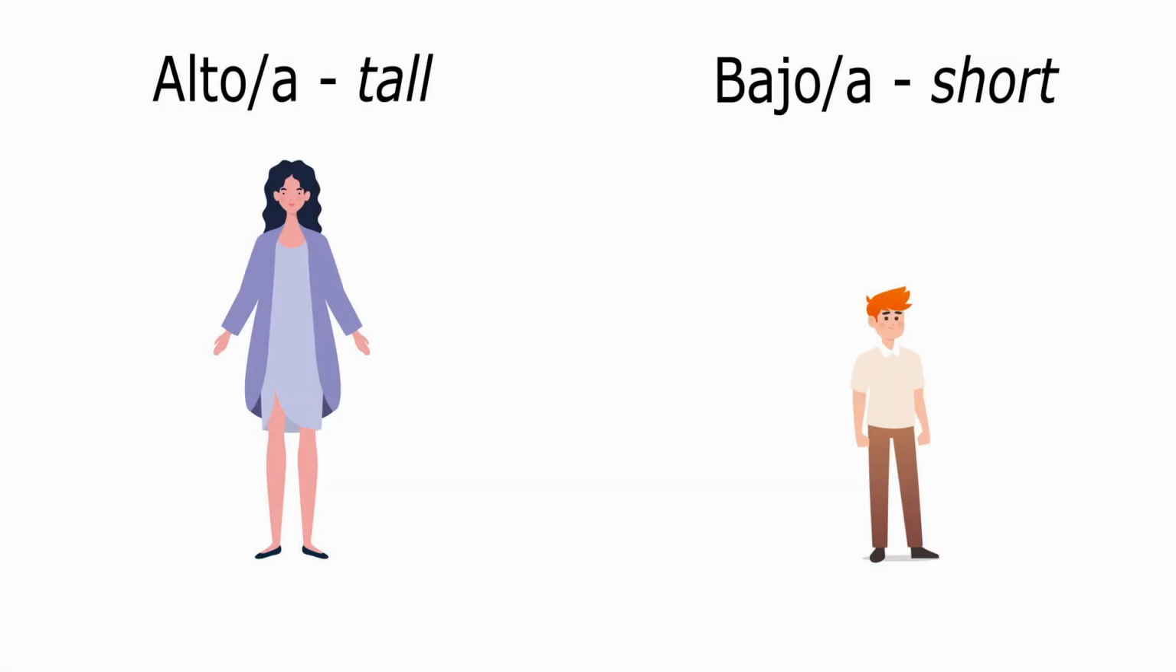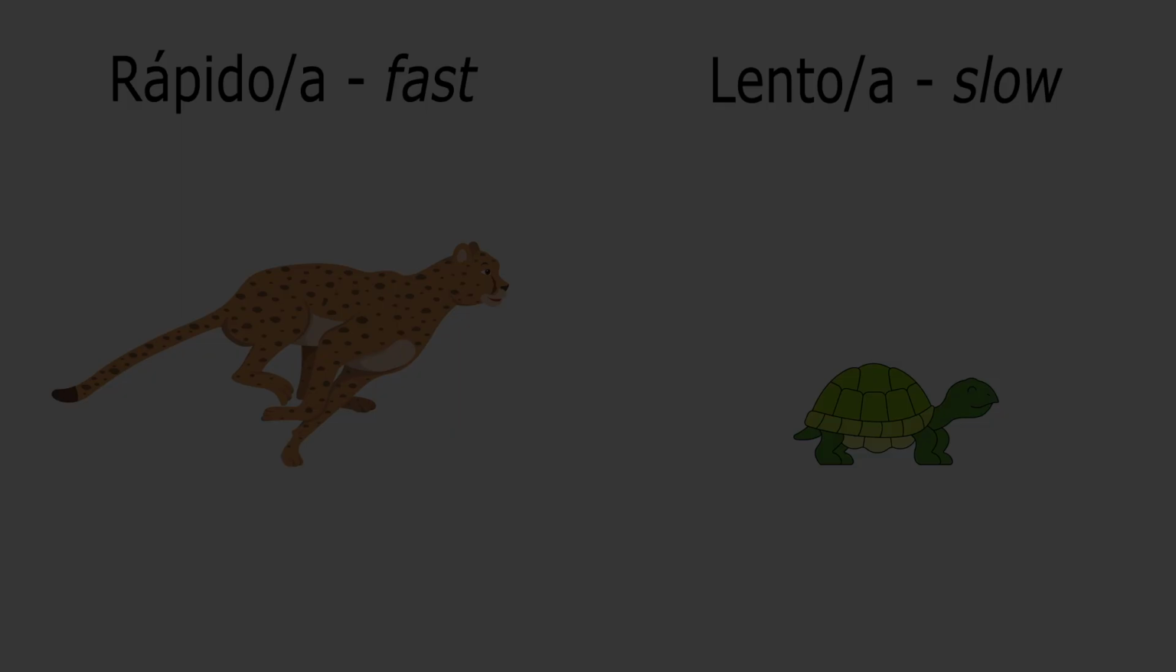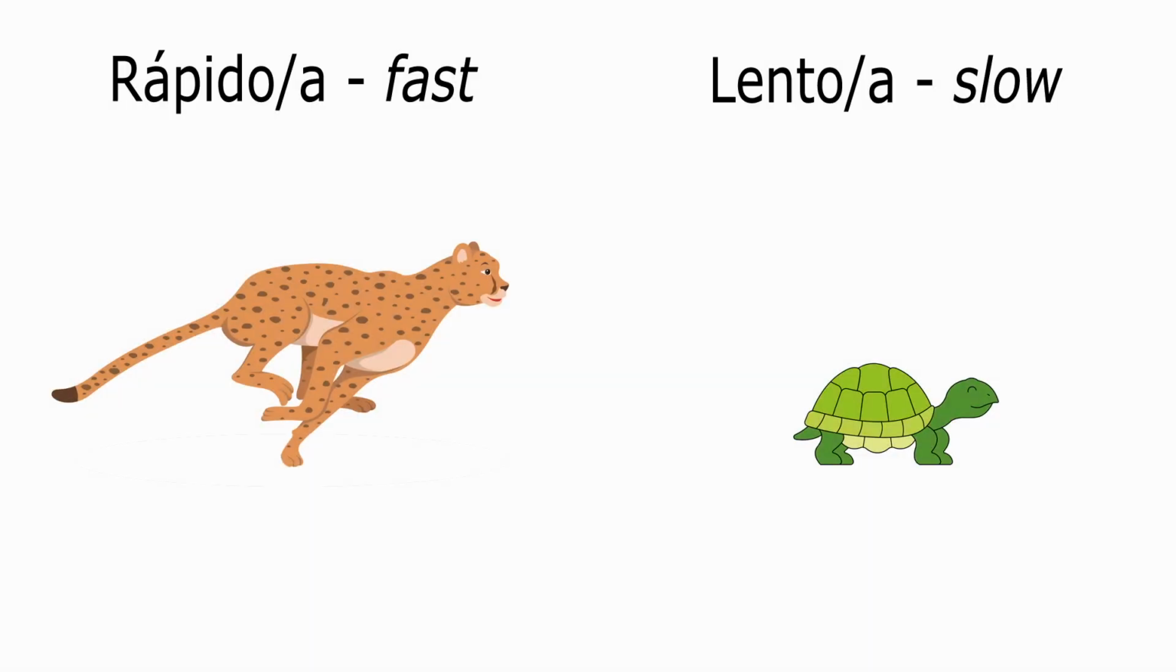The word for tall is alto or alta. The word for short is bajo or baja. The word for fat is gordo or gorda. The word for thin is delgado or delgada. The word for fast is rápido or rápida. The word for slow is lento or lenta.